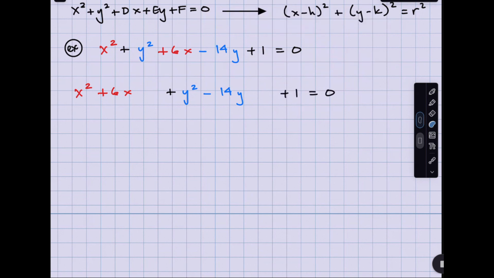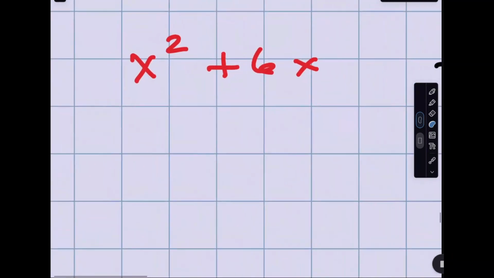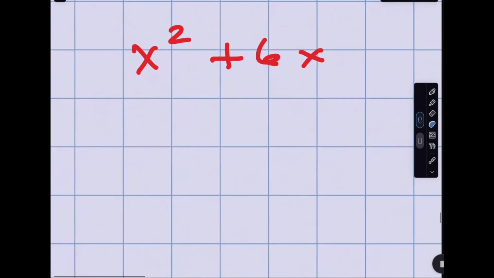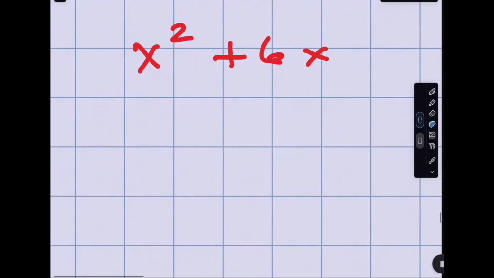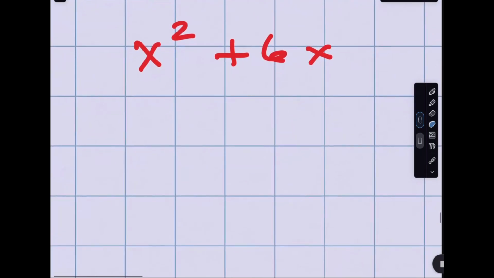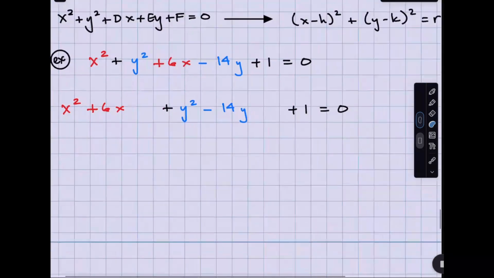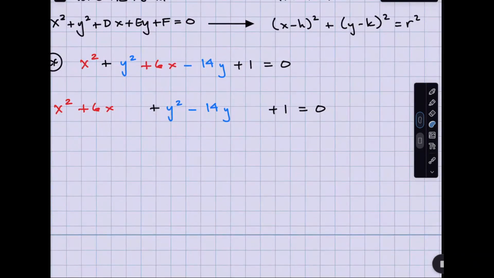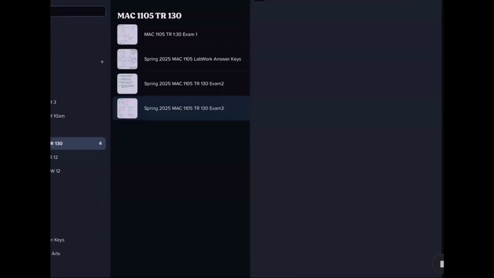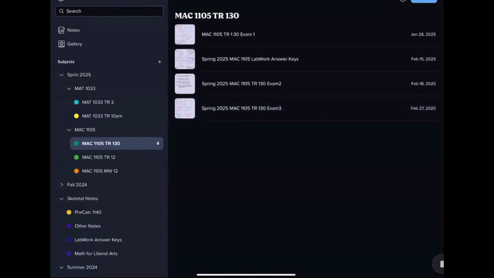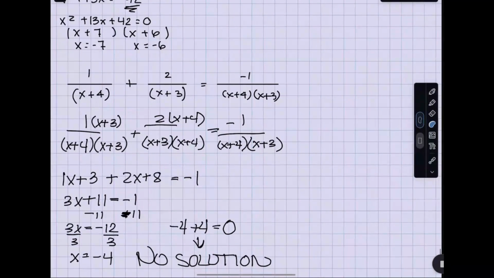All right? So there was a point in time where we actually did something like this. We were missing a C, and we created a C. So that should be the dead giveaway of, ooh, completing the squares. So the question is, have we ever done completing the squares? All the way back in exam 1.